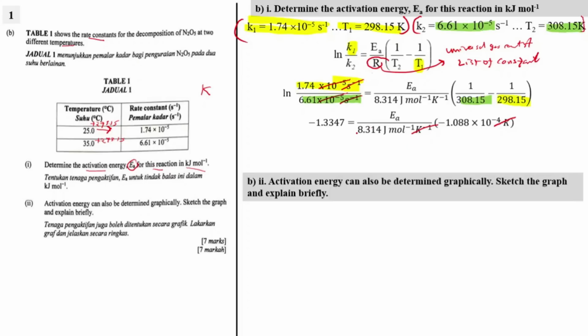Okay, so we can multiply that and then divide it by negative 1.088 times 10 to the power negative 4 here. Once we do the maths, we're going to get our EA to be 0.01950 joule per mole. But the question asks us to write it in terms of kilojoule per mole, so we need to divide that by 1000. So lastly, we get EA to be 0.01950 kilojoule per mole. So this is how you do question B1.